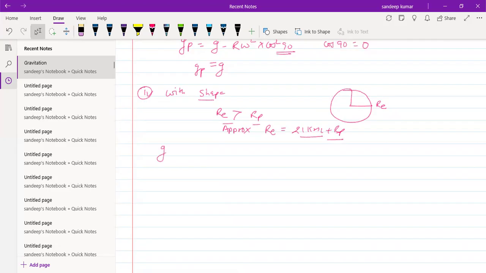As we know the expression, small g is equal to capital G times capital M by R square. Capital G, the universal gravitational constant, is constant, and capital M, the mass of the earth, is constant. From here we can derive that g is inversely proportional to R square. It means if the radius is more, acceleration due to gravity is less. So as the radius of the equator is more than the radius of the pole, acceleration due to gravity at the equator is less than acceleration due to gravity at the poles. So this is the variation of g with the shape of the earth.